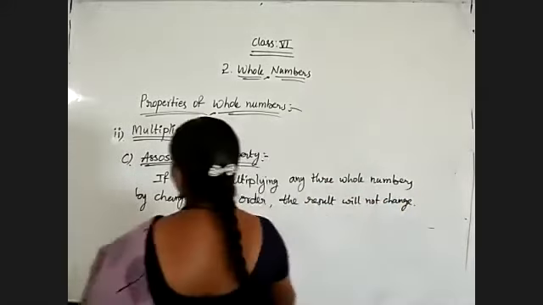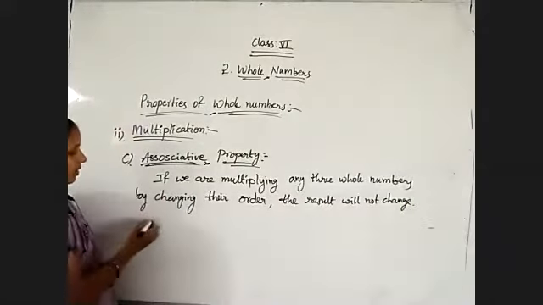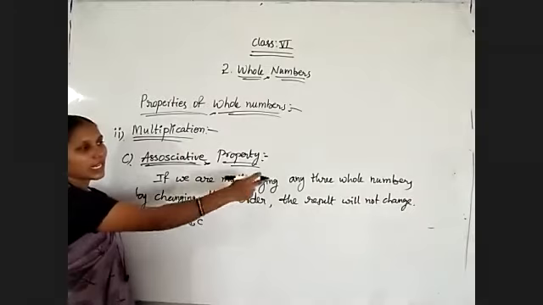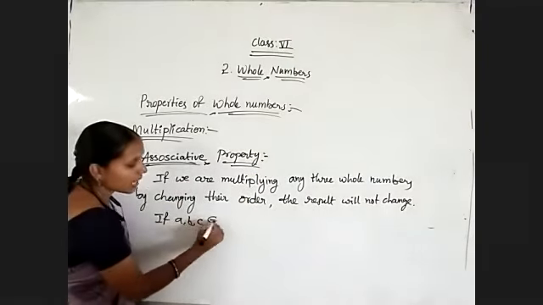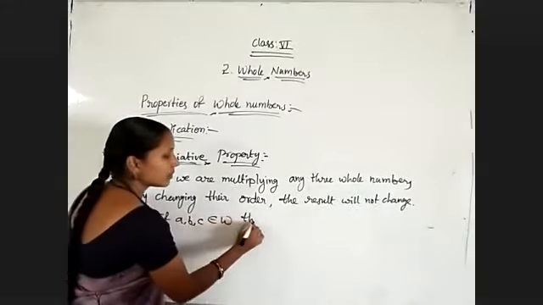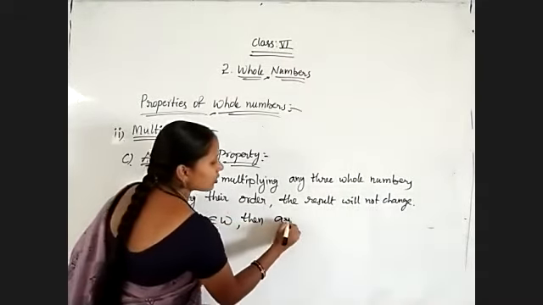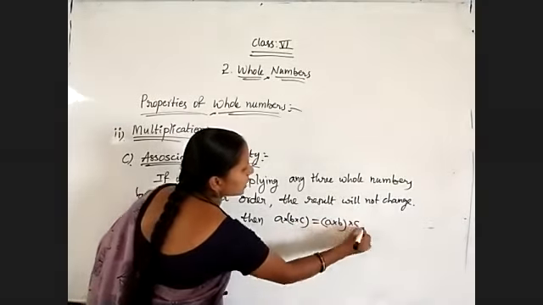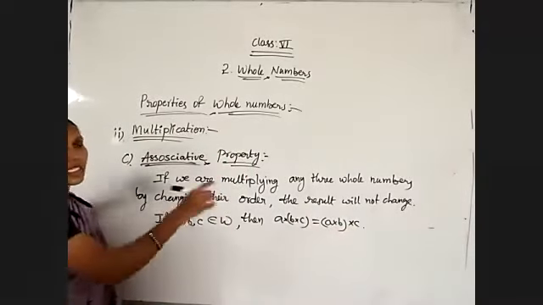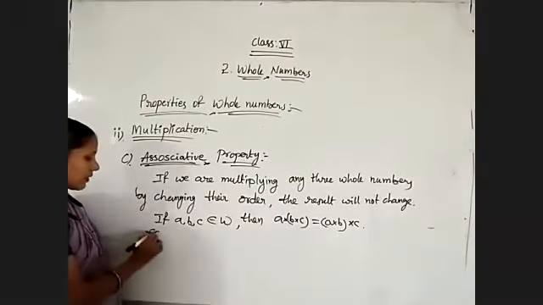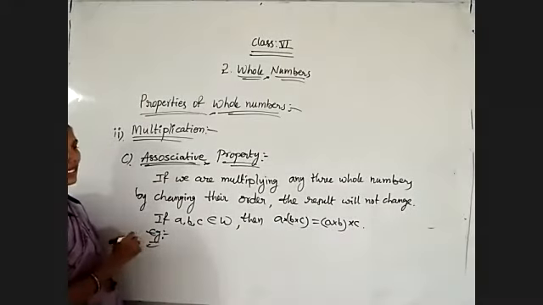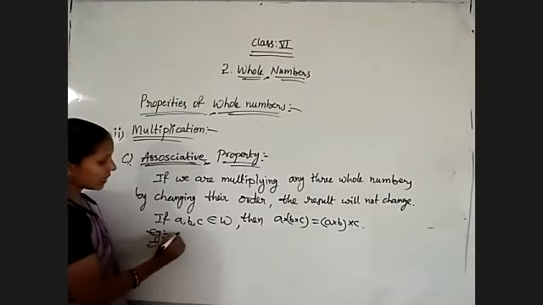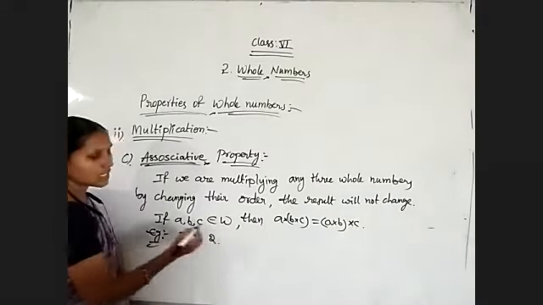So we will check with an example. In other words, if a comma b comma c, three numbers, we are talking about. If we are multiplying any three whole numbers a, b, c, all belonging to whole numbers, then a into (b into c) must be equal to (a into b) into c. So this product is the same even if you change the order also. So I am checking with an example. I am taking three numbers a, b, c, which are whole numbers only. I am taking 3, 5 and 2. These are my three numbers.